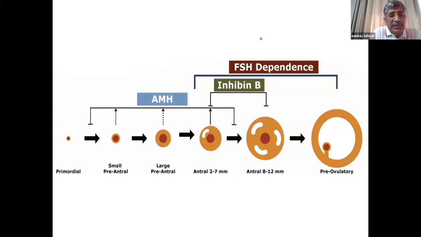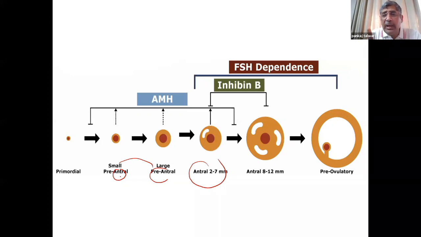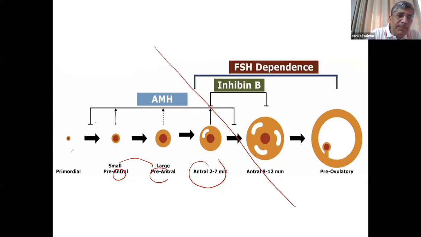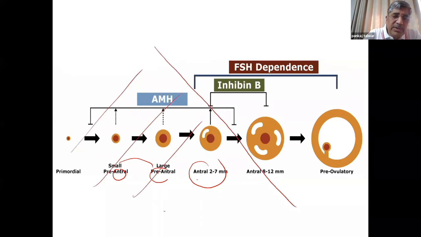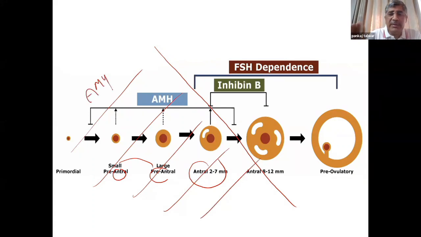The AMH works at the level of pre-antral small and large, and then small antral follicles. This you have to remember. So these are the follicles which are releasing AMH, and this is independent of FSH.